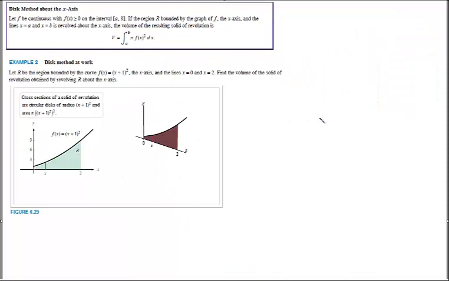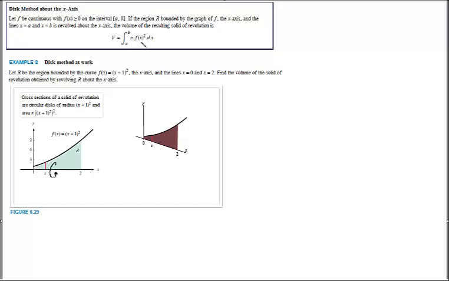Next we're going to talk about the disk method, and we'll use that quite a bit. In this we have some sort of region, and let's just say it's bounded by this function x plus 1 quantity squared, and it's bounded on either end by x equals 0 and x equals 2. Now what I'm going to do is rotate this region about the x-axis. And when I do that, I'm going to create a solid. And I'd like to find the volume of that solid.